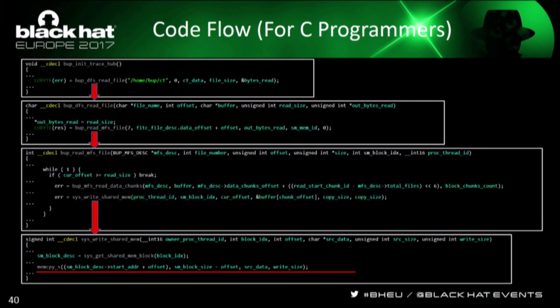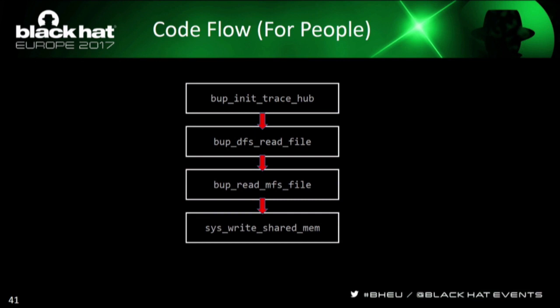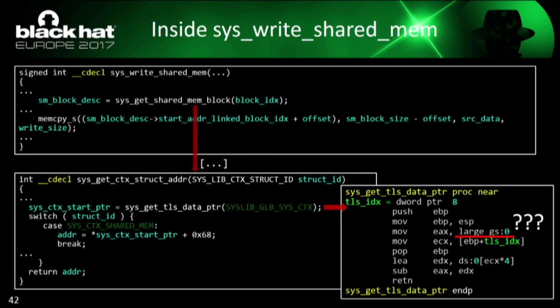Also we can see that the sys write shared memory function gets the address of the destination not from an argument, but from some structure which we named shared memory descriptor. This is the whole scheme. Let's go next.